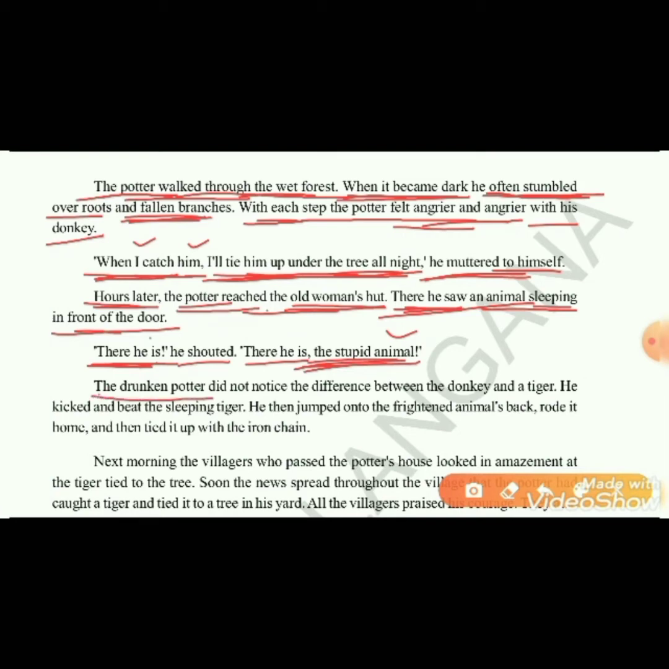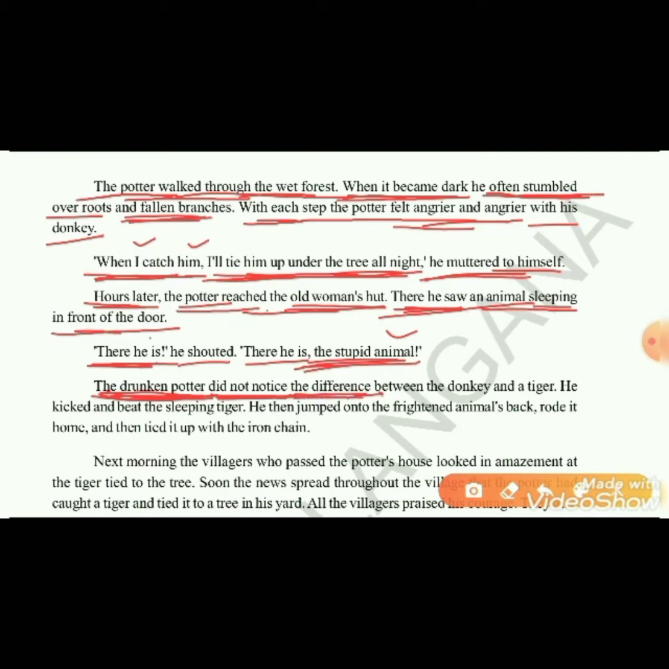Immediately, the drunken potter did not notice the difference between the donkey and the tiger. He could not differentiate between a tiger and a donkey. Why could he not identify the difference? Because he was fully drunk. What was the drink he had? Palm wine. Remember that.